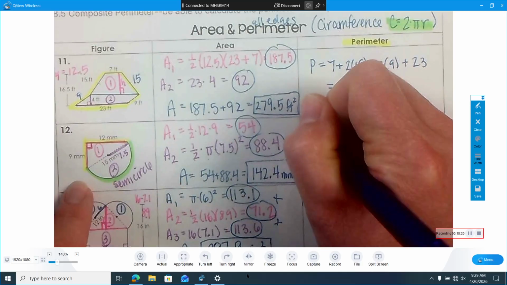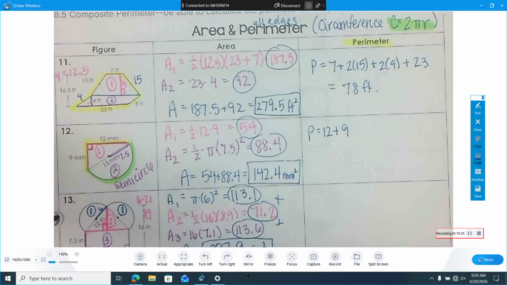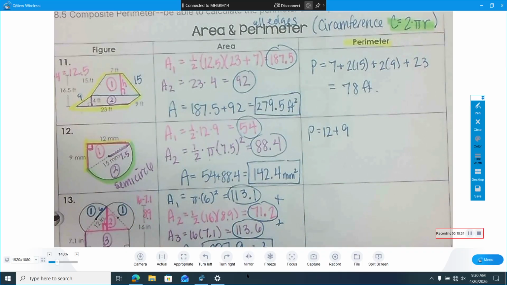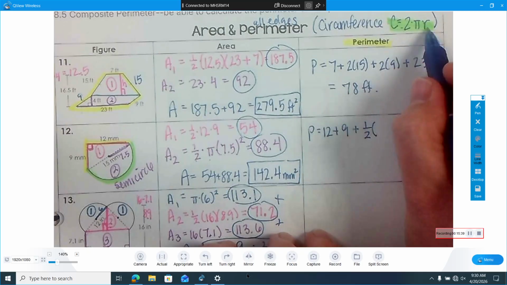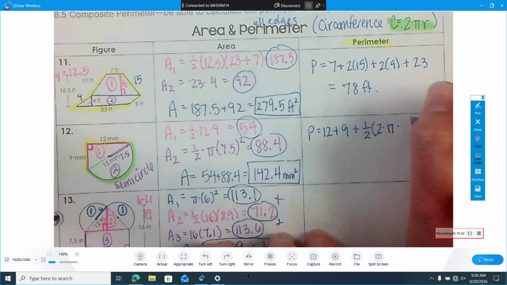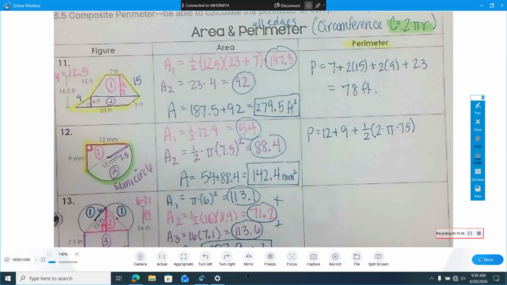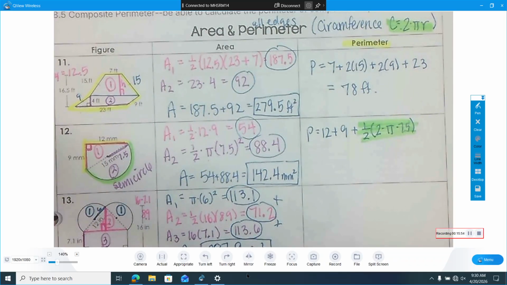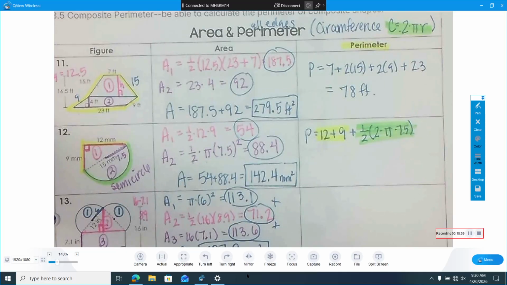So my perimeter, I have 12 plus 9 for the yellow pieces. But then I have this green portion. How much of the circumference is that? It's half. Yeah, so I'm going to add half of my circumference, which is 2 times pi times the radius. And what's the radius? 7.5. Good. So this is the half of the circumference that makes up the green portion of that figure. And the 12 and the 9 makes up the yellow portion.